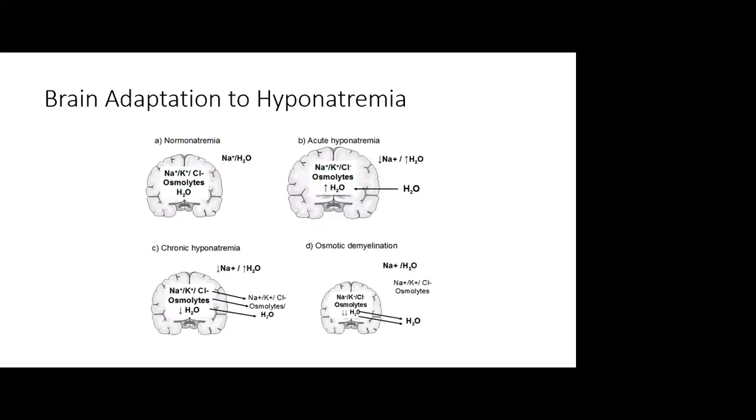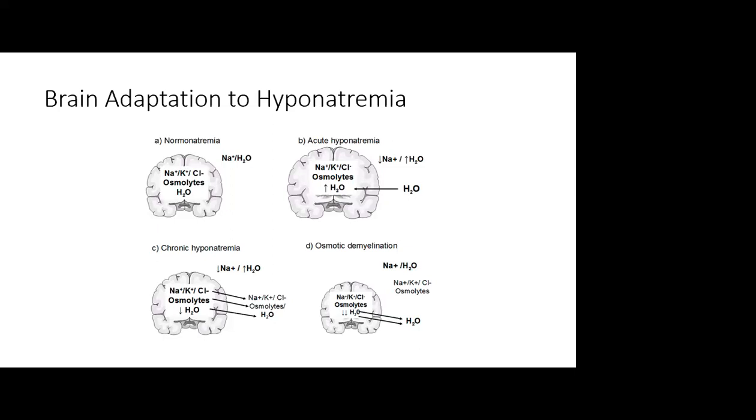This is just a schematic representation of what I was talking about. If you check on A, under the normonatremia situation, there's a balance between the intracellular and the extracellular, meaning that the potential is still maintained because you have more sodium extracellularly compared to intracellularly.